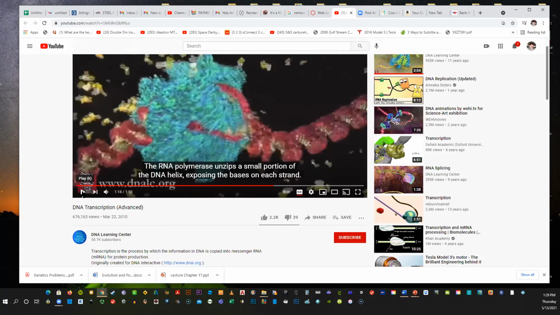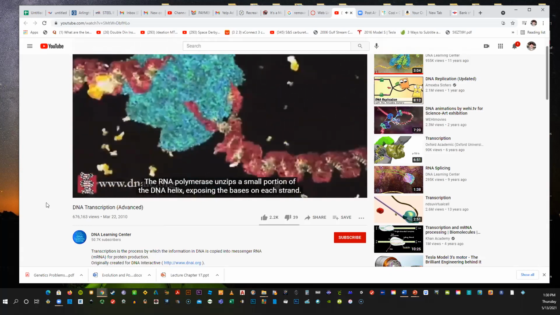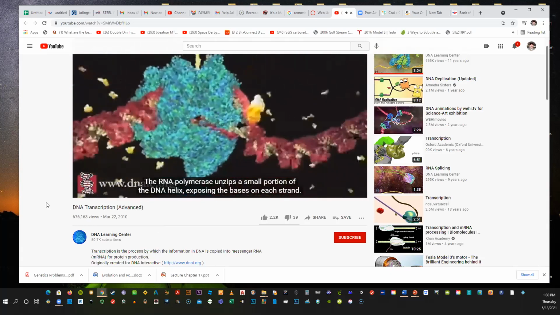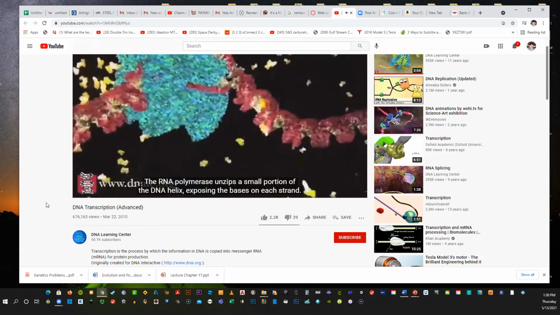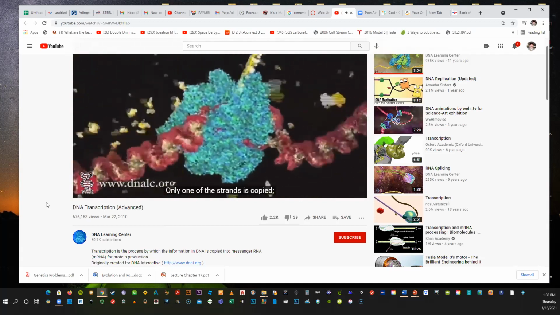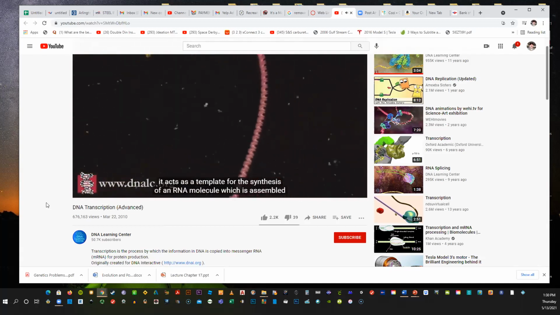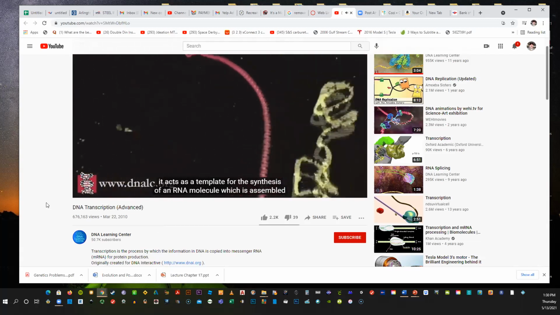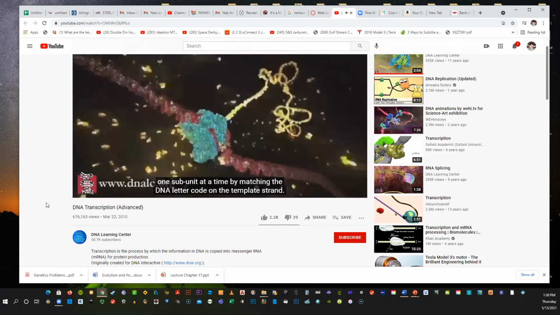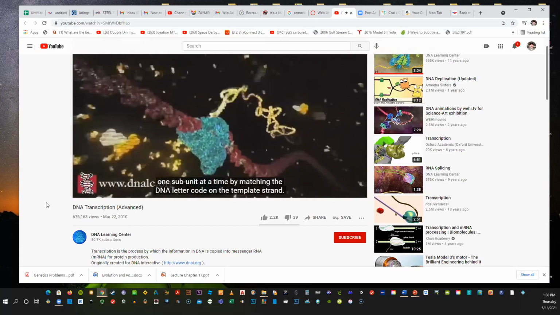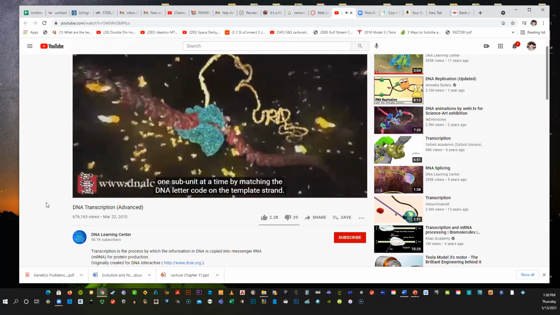And so we talked about this. That first part was the initiation of transcription, and this is now the elongation stage of transcription. The RNA polymerase unzips a small portion of the DNA helix, exposing the bases on each strand. Only one of the strands is copied. It acts as a template for the synthesis of an RNA molecule, which is assembled one subunit at a time by matching the DNA letter code on the template strand.